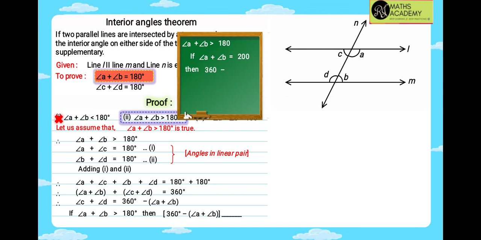Then 360 minus, if I put this value here, what will I get? 360 minus 200, correct? So how much are we getting here? It is nothing but 160 degree, correct? Now tell me, is 160 less than or greater than 180? Yes, of course it is less than 180. But what we want is that angle A plus B should be greater than 180, but here we are getting the value 160, right? Which is lesser.